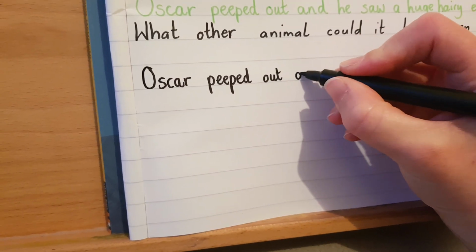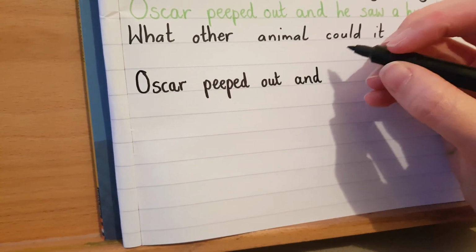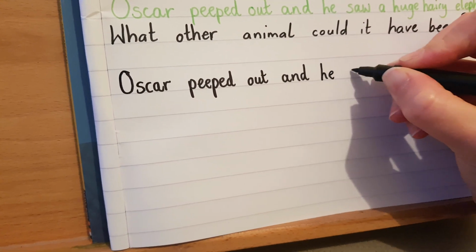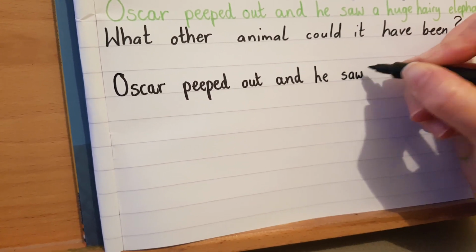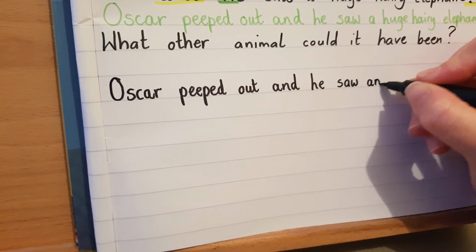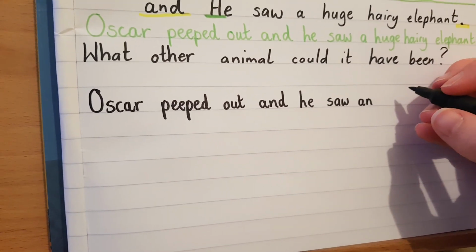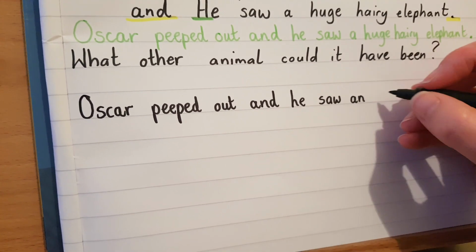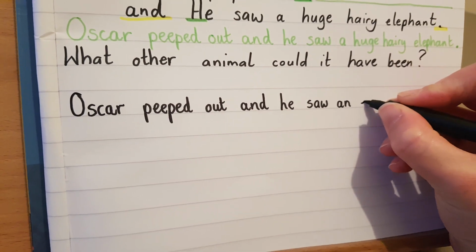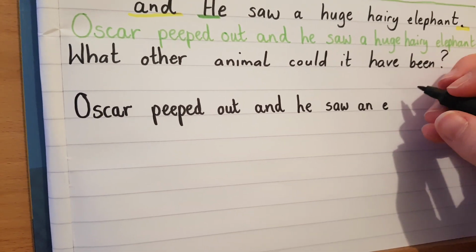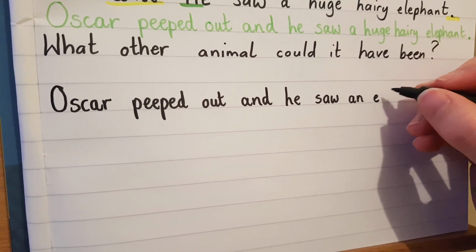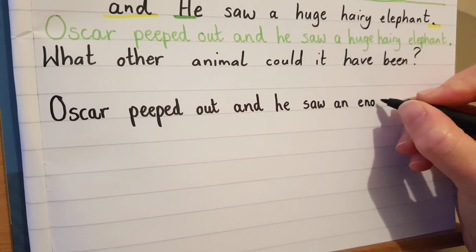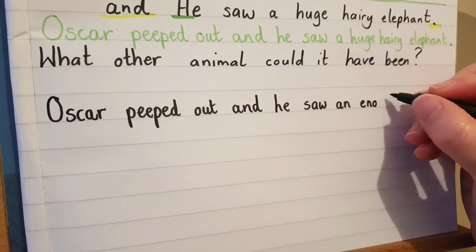And he saw an enormous. The word is under the picture if you want to help yourself, because this is quite a tricky word, enormous. Or you could think of your own words. There's lots of different words that mean enormous. Huge, large, gigantic. But I'm using enormous.